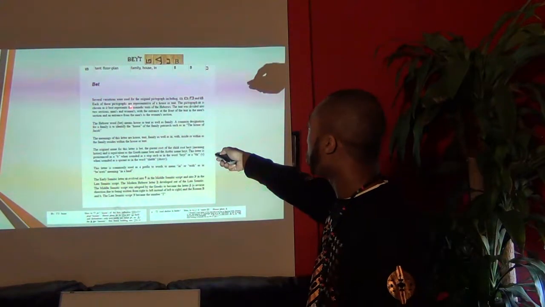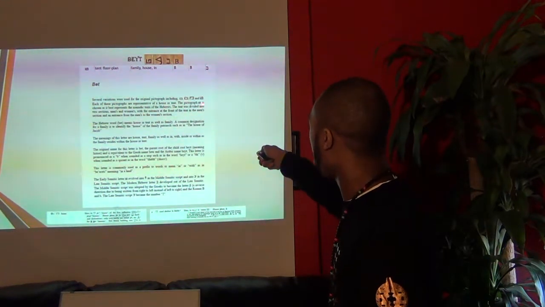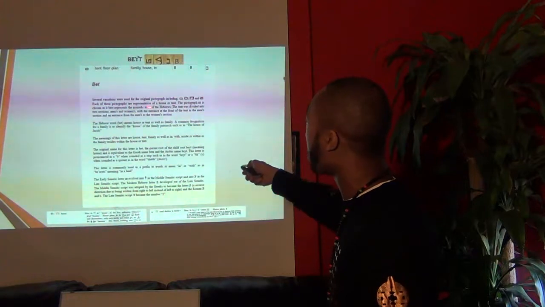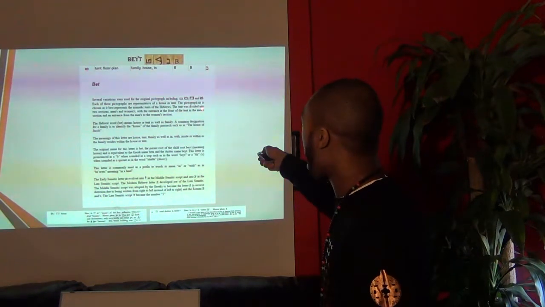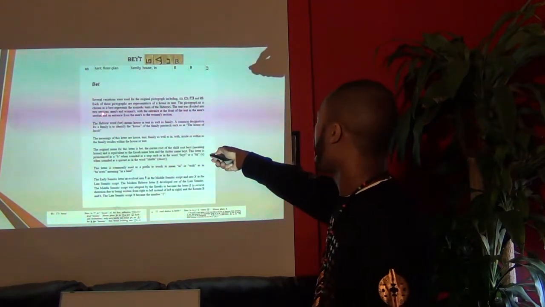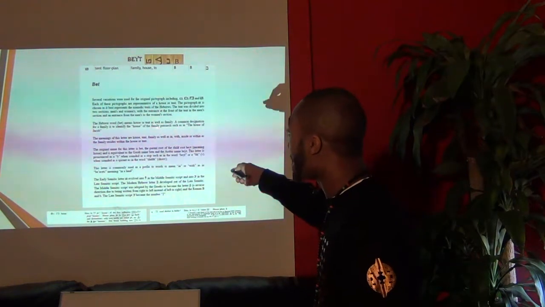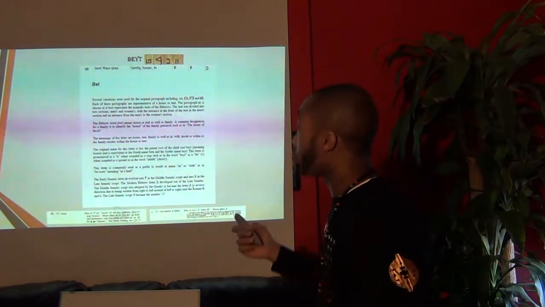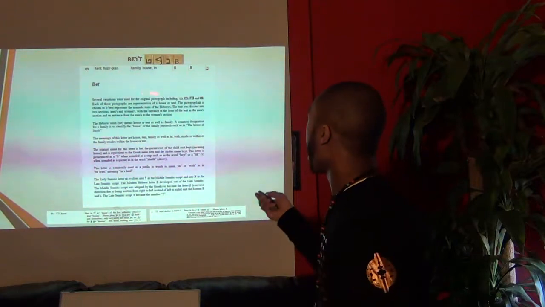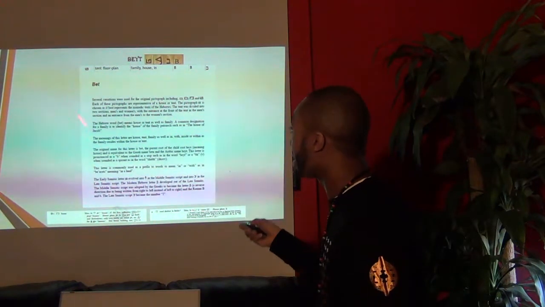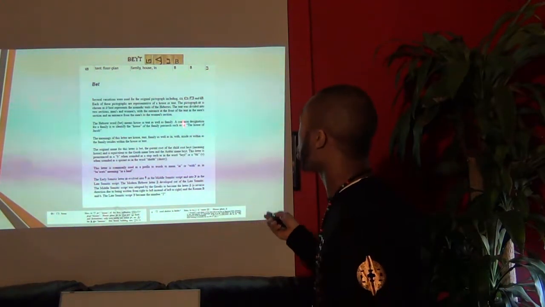Several variations were used for the original pictograph, including all these images here. Each of these pictographs is representative of a house or tent. The pictograph Bet is chosen as it best represents the nomadic tents of the Hebrews. The tent was divided into two sections, men's and women's, with the entrance at the front of the tent in the men's section and an entrance from the men's to the women's section.